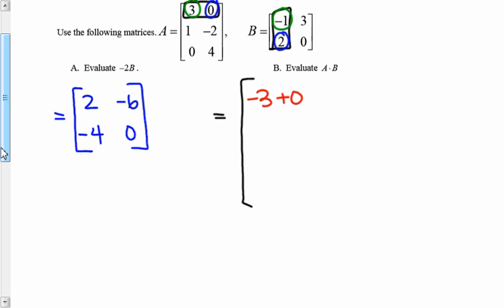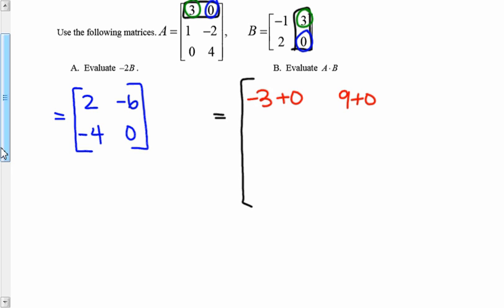All right. Sticking with that first row in my first matrix, I'm going to move on to the second column in my second matrix. So 3 and 0 here. So now I'm taking 3 times 3 and 0 times 0, and adding those together. So 3 times 3 gives me 9. 0 times 0 gives me 0. 9 plus 0.